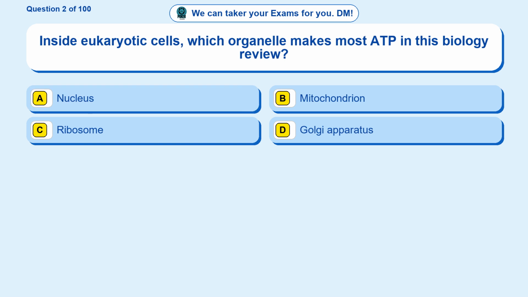Question 2. Inside eukaryotic cells, which organelle makes most ATP in this biology review? Option A, nucleus. Option B, mitochondrion. Option C, ribosome. Option D, Golgi apparatus. The correct answer is option B, mitochondrion.